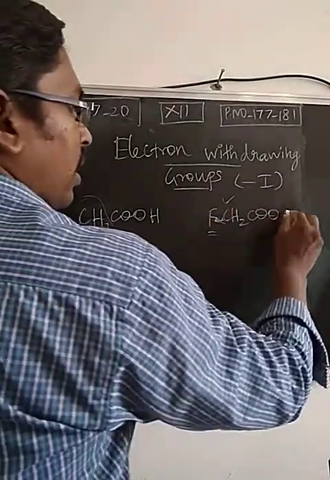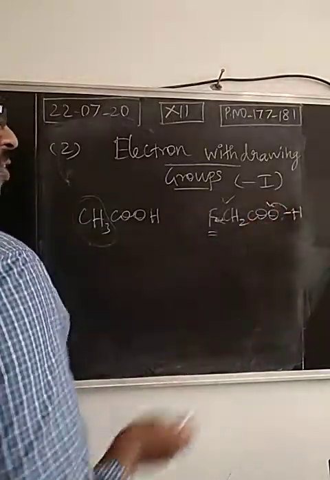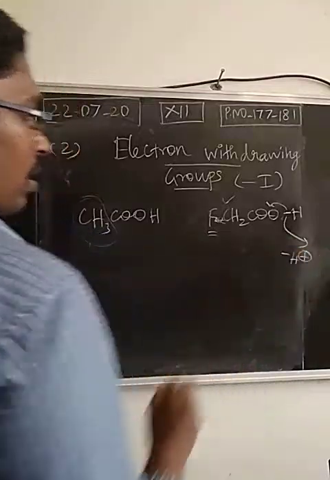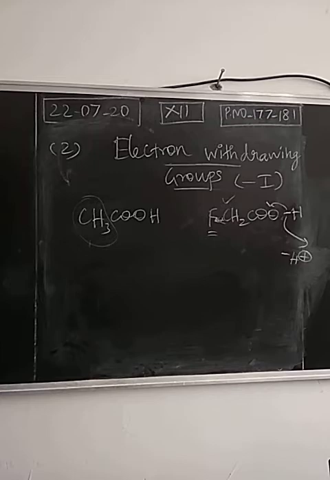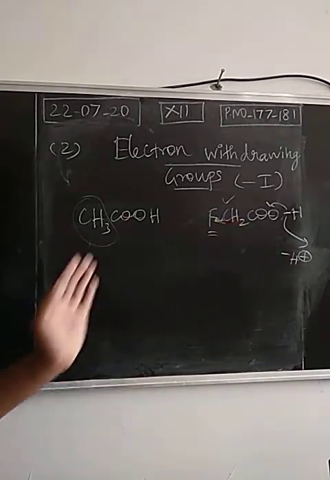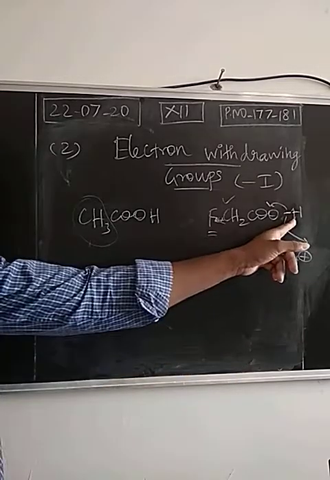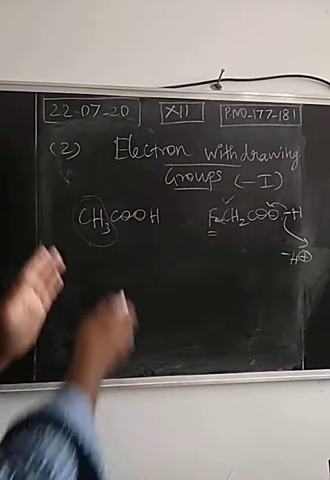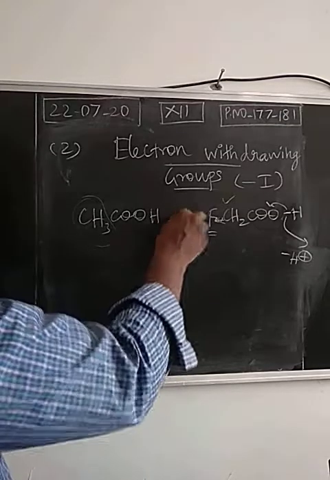So due to the decrease in the electron density, now the hydrogen gives its bonded pair of electrons, leaving as H plus easily. So when an electron withdrawing atom or group is attached, all the electrons move towards that, electron density decreases, and hydrogen can easily leave as H plus. Due to the presence of an electron withdrawing group, acidic nature will be more. Comparing acetic acid, monofluoroacetic acid will have more acidic strength.